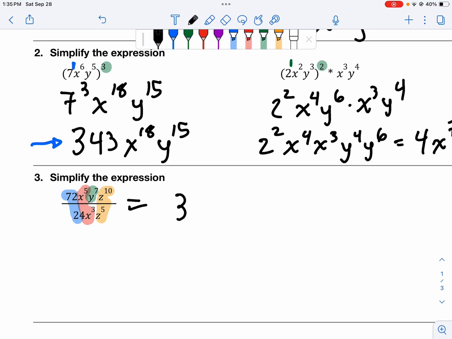Now, with my x's, I need to subtract. 5 minus 3 is 2. The y has nothing to change it, so it just comes along, y to the 7th. And then the z's, we have 10 minus 5 is 5.